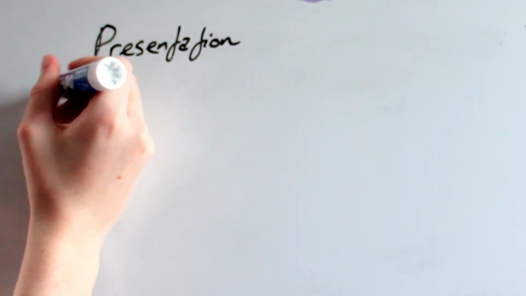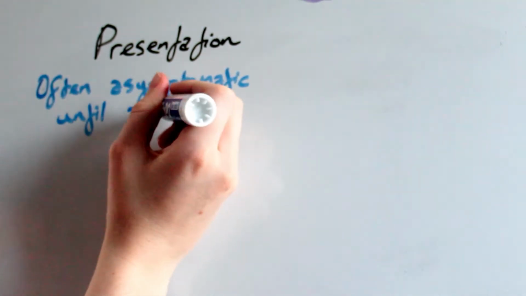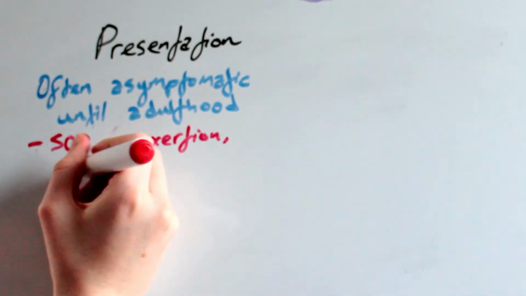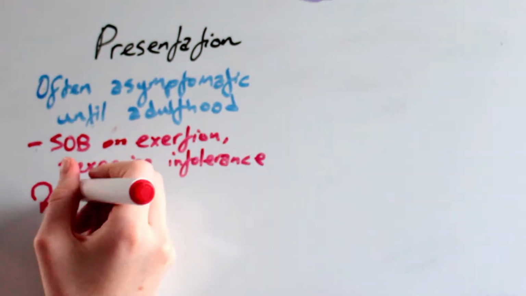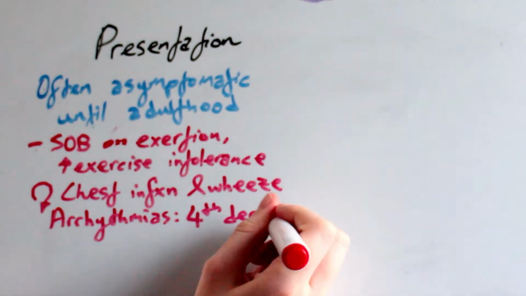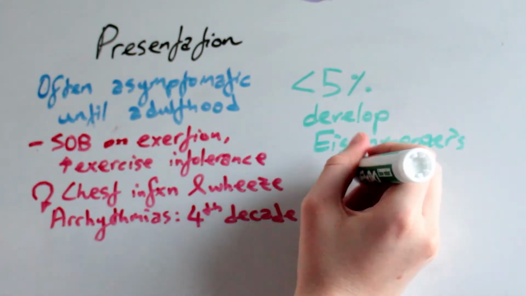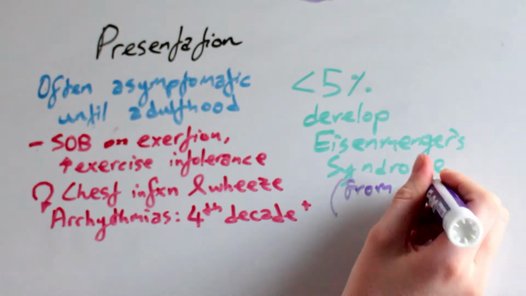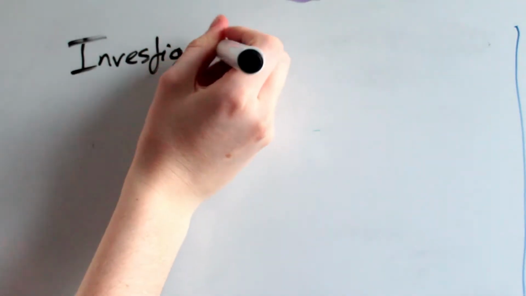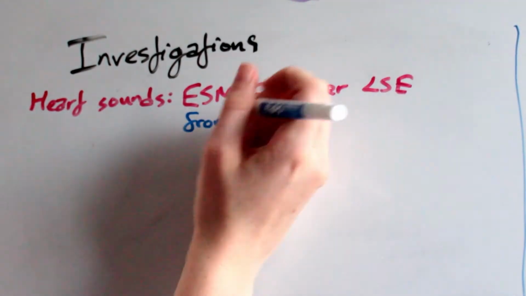Moving on to presentation, ASDs are often asymptomatic until adulthood, but they can present with shortness of breath on exertion, reduced exercise tolerance, recurrent chest infections and wheeze, and arrhythmias from the 4th decade of life onwards. Less than 5% of people with ASDs go on to develop Eisenmenger syndrome from pulmonary hypertension created by the left to right shunt.